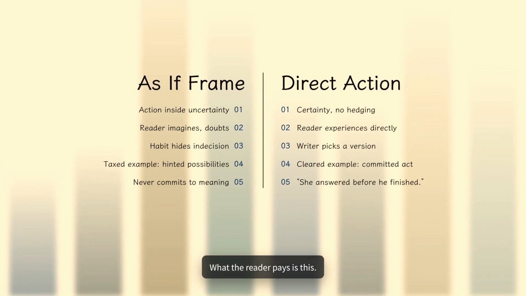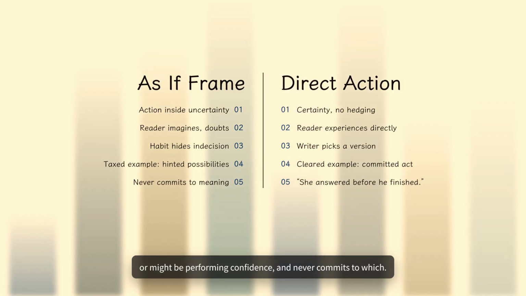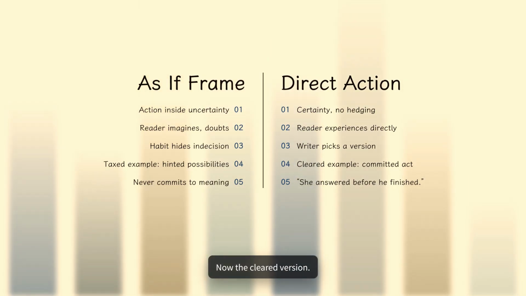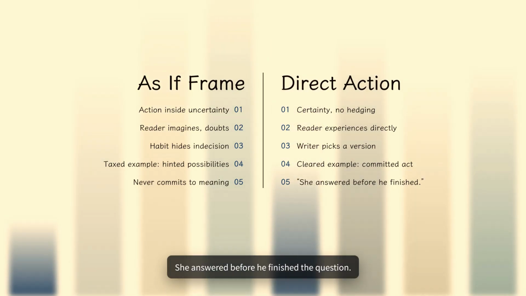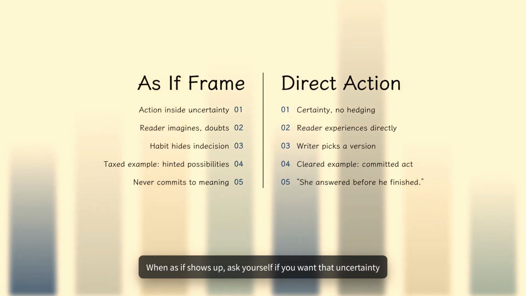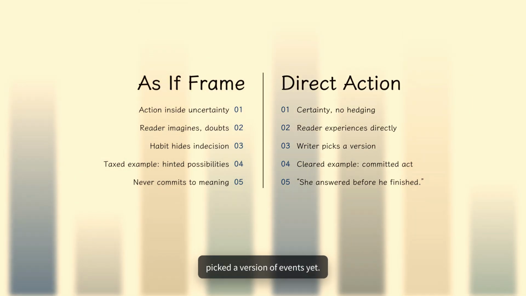What the reader pays is this. The sentence hints she might be lying, or might be certain, or might be performing confidence, and never commits to which. Now the cleared version. She answered before he finished the question. When as if shows up, ask yourself if you want that uncertainty on purpose, or if you simply have not picked a version of events yet.